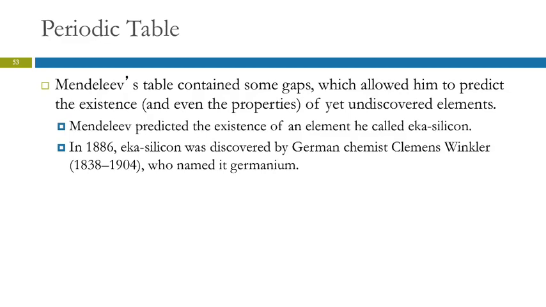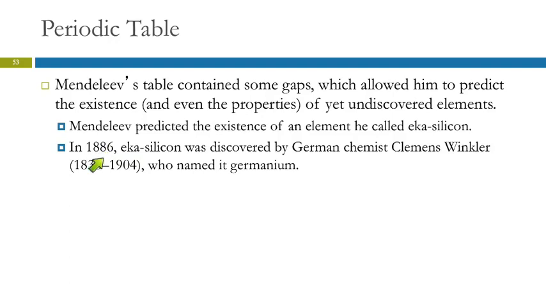So his table had some gaps in it because he was lining up things by recurring properties, and there were some places where there weren't elements to fill in the gaps. And so he predicted that elements would be discovered to fill in those gaps, and he predicted their properties as well based on the properties of the elements around them. So he predicted an element he called eka-silicon. Eka just means below. So this would be filling in a gap below silicon on the periodic table.